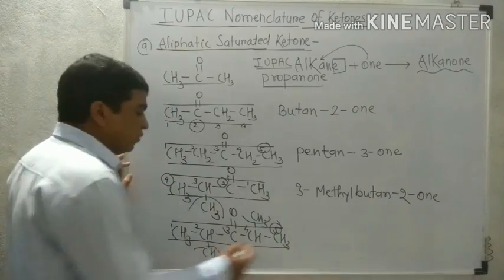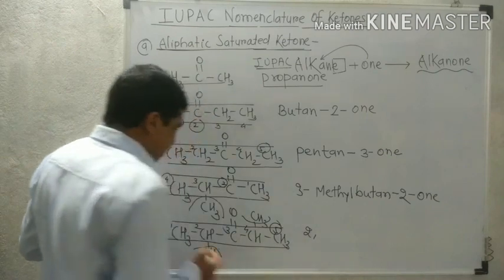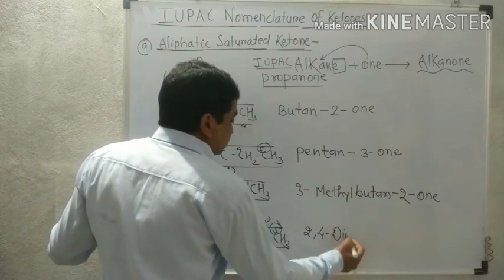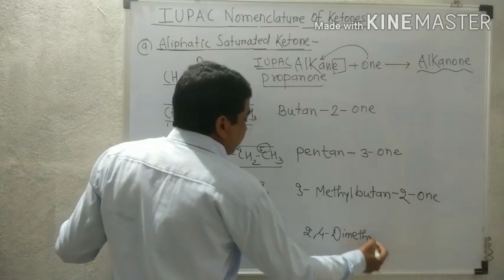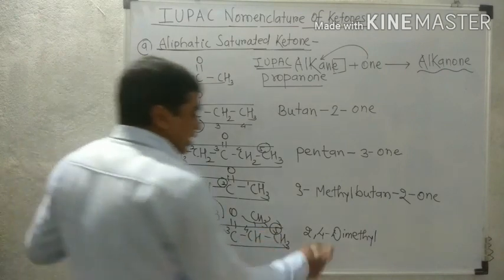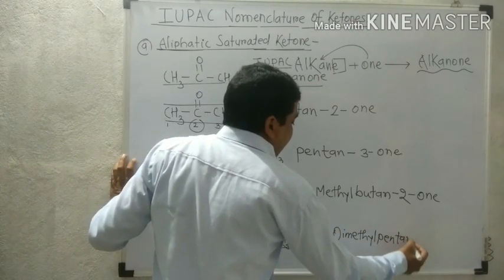So write the position first. Position for the methyl group. Where are the methyls present? At second and fourth: 2, 4. There are 2 similar methyls, therefore we write here 2,4-dimethyl. How many carbons are there? 5. So the respective alkane is pentane.